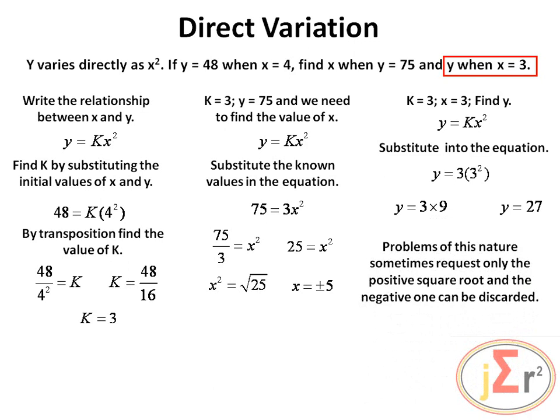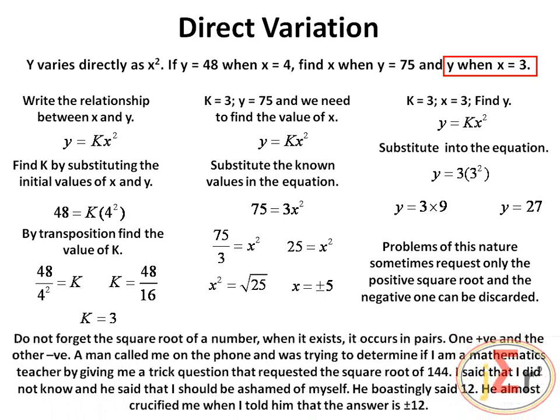Problems of this nature sometimes request only the positive square root, and the negative one can be discarded. Do not forget that the square root of a number, when it exists, occurs in pairs, one positive and the other negative. A man called me on the phone and was trying to determine if I am a mathematician. And he gave me a trick question that requested the square root of 144. I said that I did not know, and he said that I should be ashamed of myself. He boastingly said 12. He almost crucified me when I told him that the answer is a positive or a negative 12.